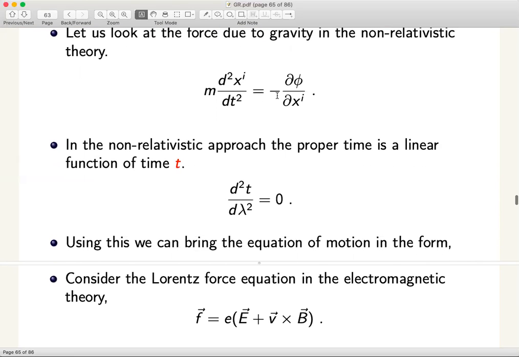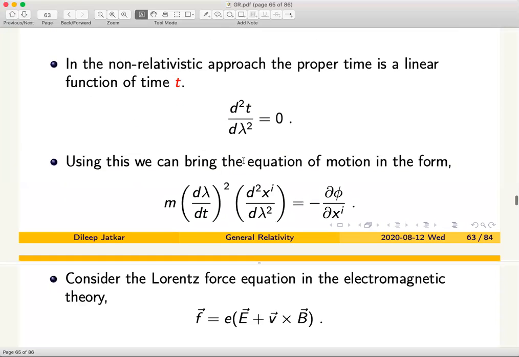So here's the equation. The force that a particle would experience due to a gravitational potential is the gradient of the gravitational potential, which generates the negative of the acceleration. And of course, in the non-relativistic limit we have chosen lambda to be proportional to t, and that's why we have swapped lambda and t out here.